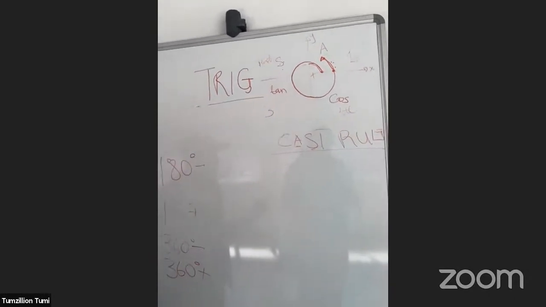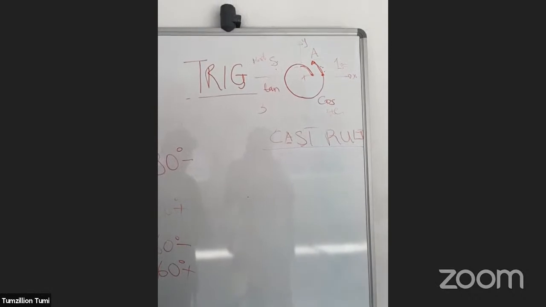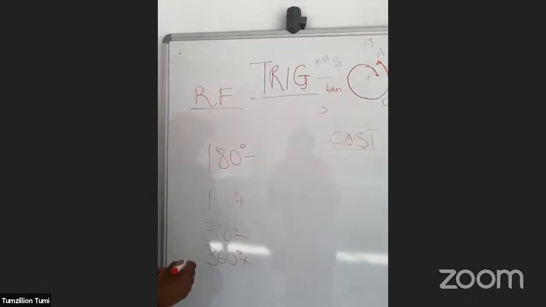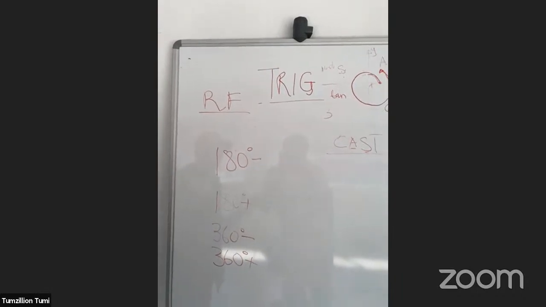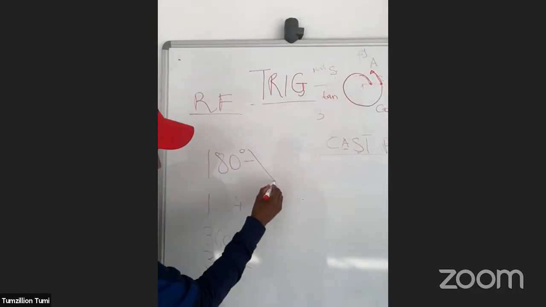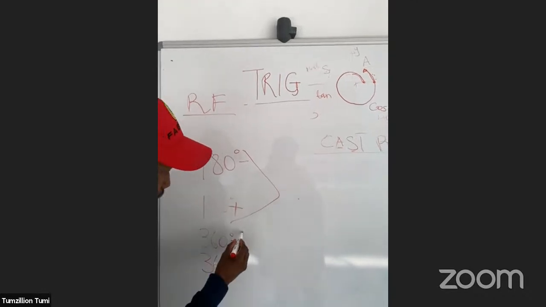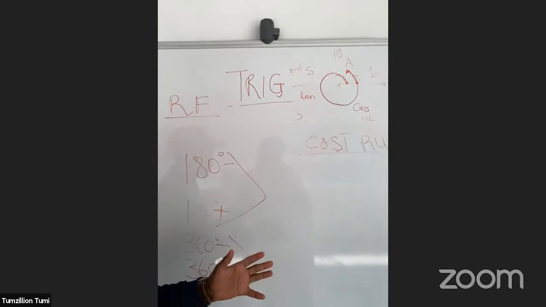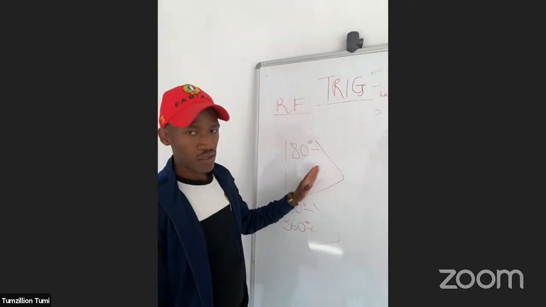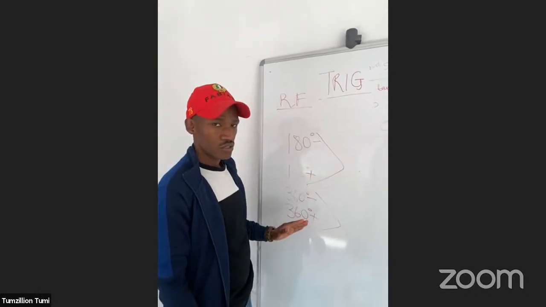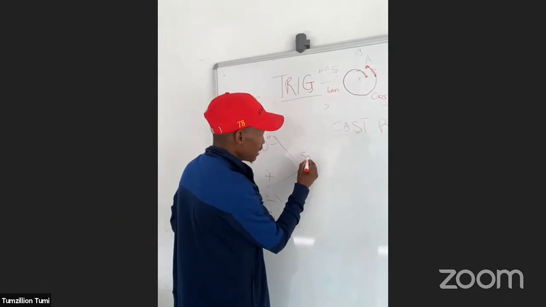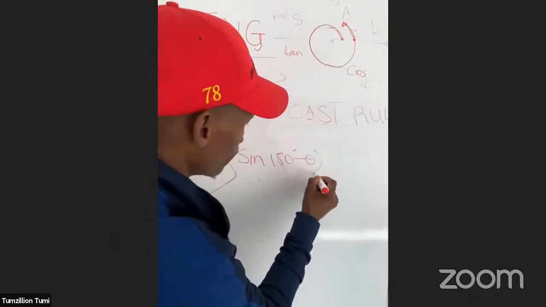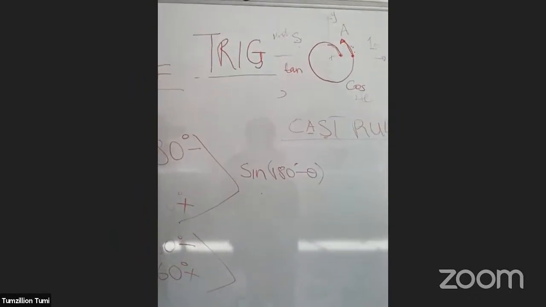Okay, now here's the thing. When you're dealing with reduction formulae, remember we are discussing reduction formulae. What is the importance of this? These two here, 180 minus and 180 plus, when you are dealing with your sine and cosine, they don't change. So when you are saying sine of 180 degrees minus theta, this remains sine.